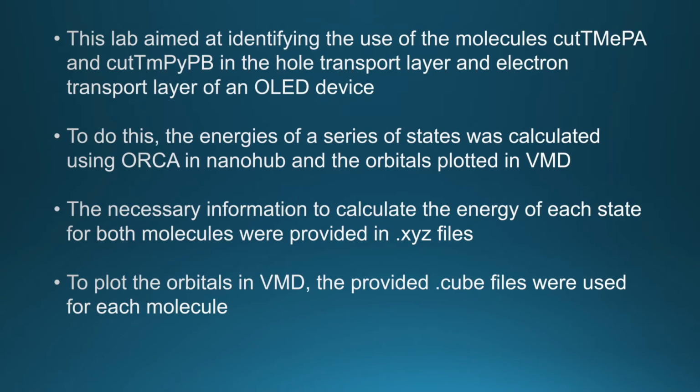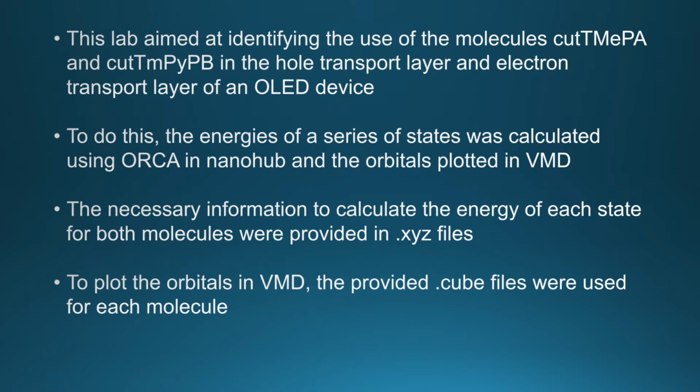Now part 1 of this lab aimed at identifying the use of the molecules, in this case the cut version of TME-PA and cut TM-PYPB, for use in the hole transport layer and electron transport layer of an OLED device. To do this, the energies of a series of states were calculated using Orca in NanoHub, and the HOMO and LUMO orbitals of each molecule were then plotted in VMD.